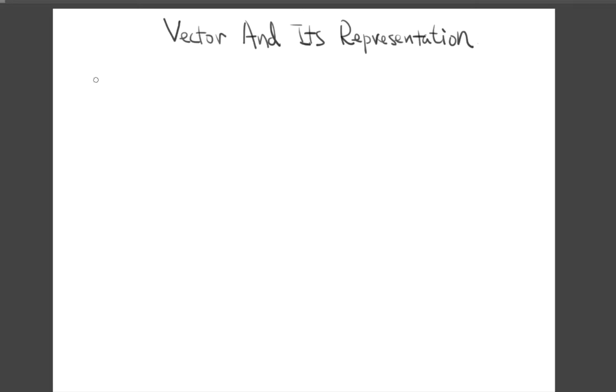Some examples are position and velocity, acceleration, force, etc. And other quantities that do not have directions are called scalars. So now let's see, how do we represent a vector?